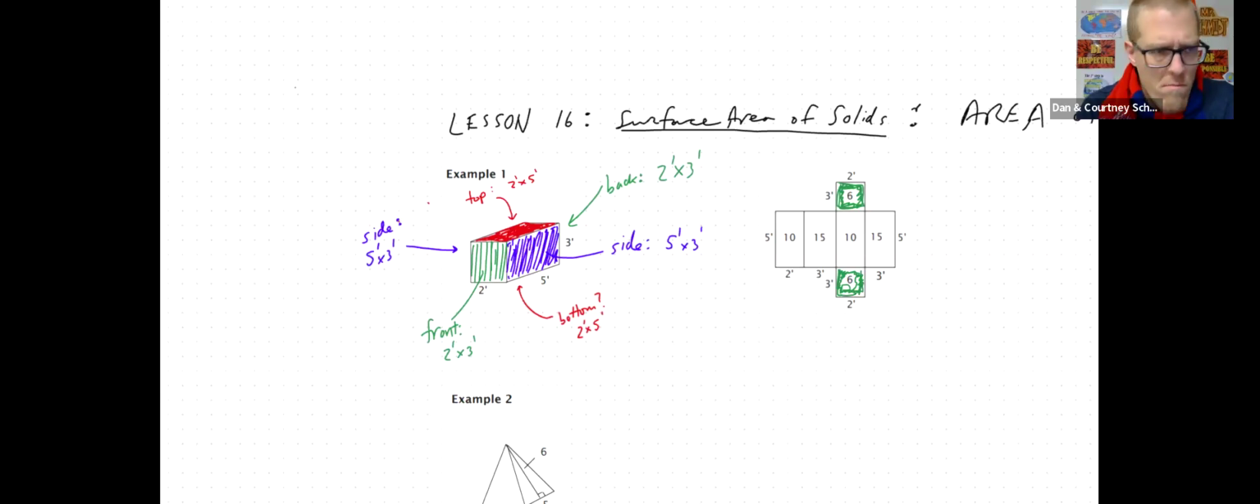Let's see if we can. My pencil's not working. There we go. Where's the top? The top and the bottom. Well, they're 2x5, so they ought to be 10s, right? Maimona said they ought to be 10s.